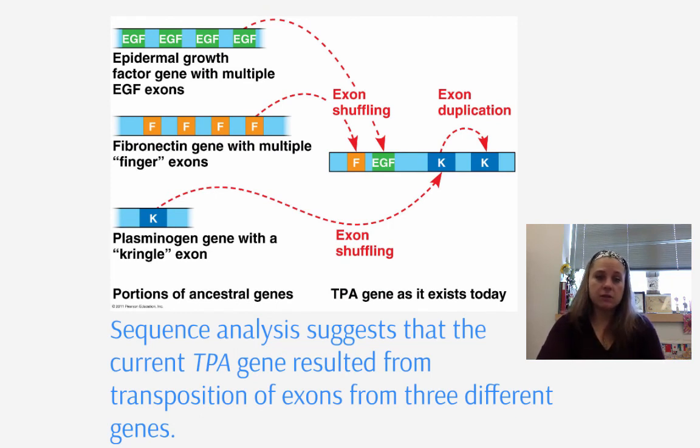So sequence analysis can look at our current TPA gene, and I'm going to make you look up what that is. See if you can find out what that is. It results from the transposons of exons from 3 different genes, so that there was shuffling.